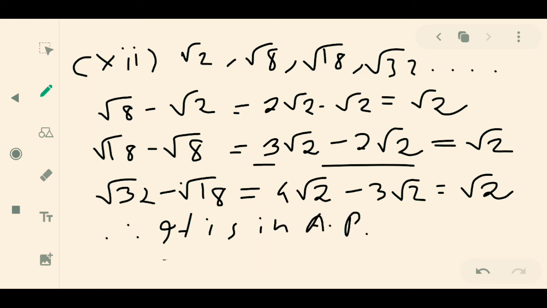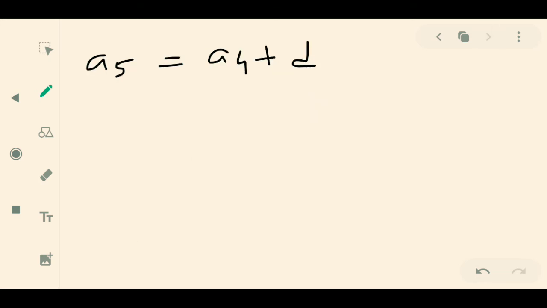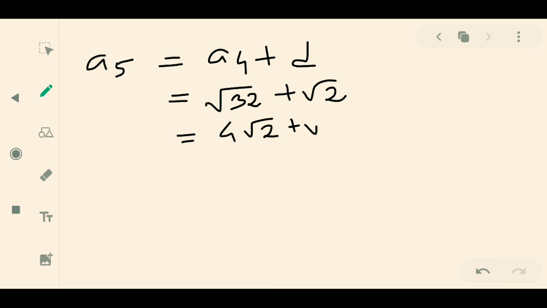So it is in AP, which means 3 more terms. A5 will be there. A5 means what? A4 plus D. Since it is in AP, we write the common difference here. Common difference is root 2. Now we will put the value. The last one is root 32, so root 32 plus root 2. Root 32 when we break, what have we got? 4 root 2. 4 root 2 plus root 2 means it is 5 root 2.